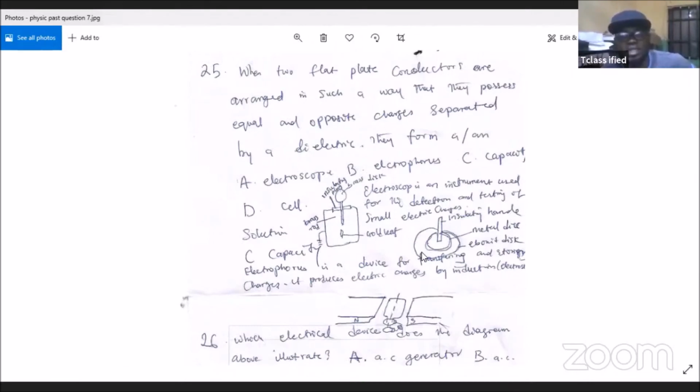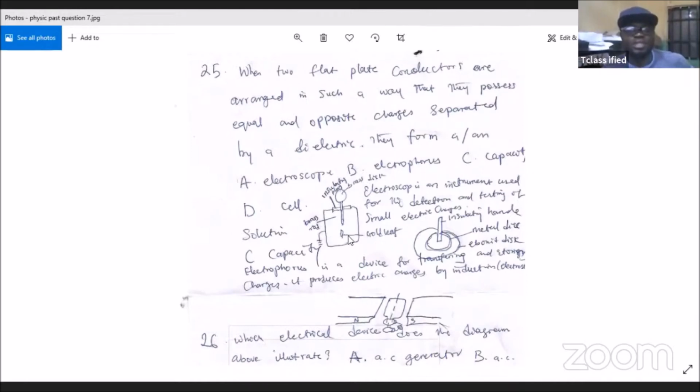This is a diagram of an electrophorus having an insulating handle, a metal disc, and an ebonite disc. This is a gold leaf electroscope. An electroscope is an instrument used for detecting and testing small electric charges. So when the electric charges are very small, minute, you can use an electroscope. It is made up of a brass disc, insulating disc, brass rod, and the gold leaf.